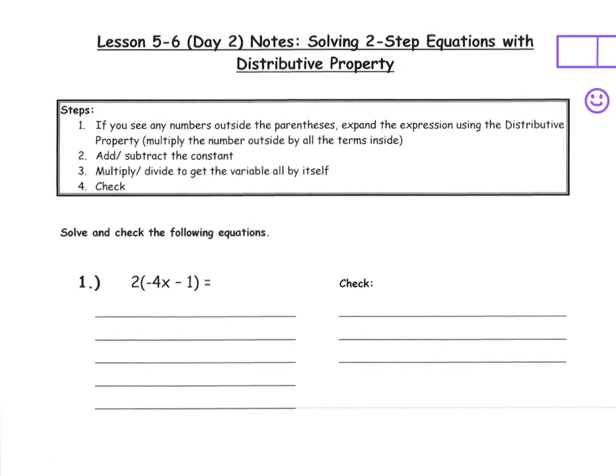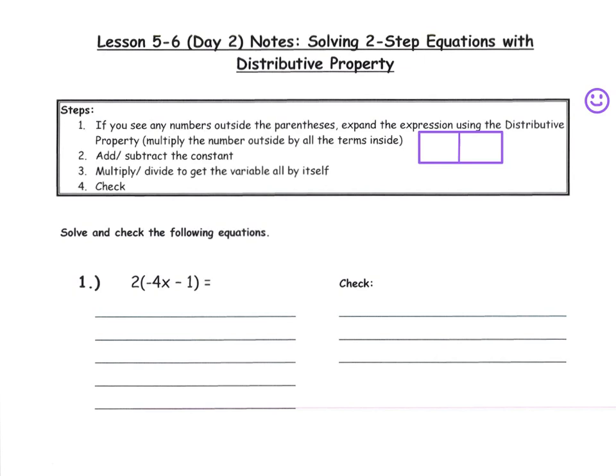So, as we talked about in the previous video, we have steps that we're going to want to follow. The first step is if we see any number outside of parentheses, we need to expand the expression using the distributive property, multiply the number outside by all of the terms inside. So that means we need to use an area model. So I'm going to bring over the area model to remind you that that's what we're doing. We're using an area model for step 1.